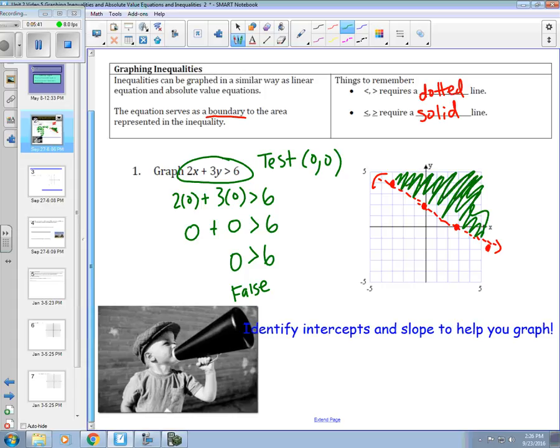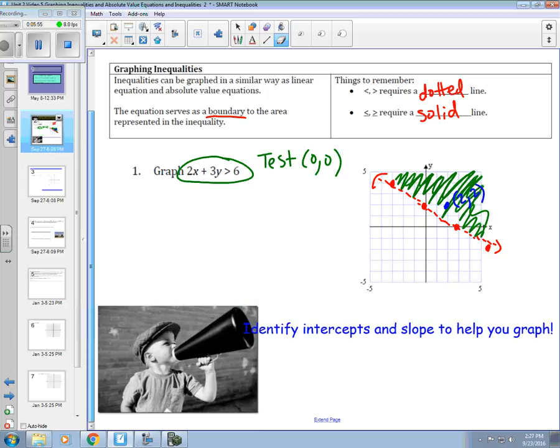Just to show you that it does indeed work, the points on that side. Let's pick a point on the shaded side and try that. Like here's the point 2, 2. If we put that point into this problem, it should make this come out to be true. So let's test 2, 2 instead.